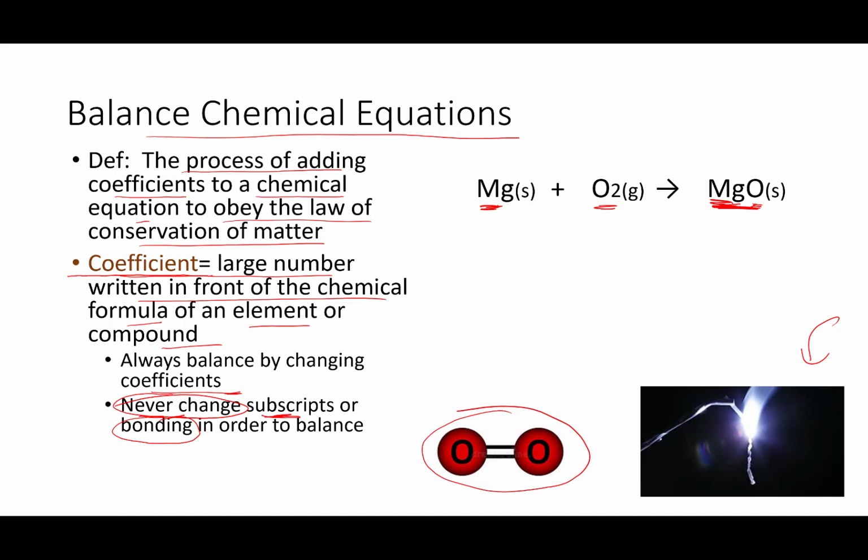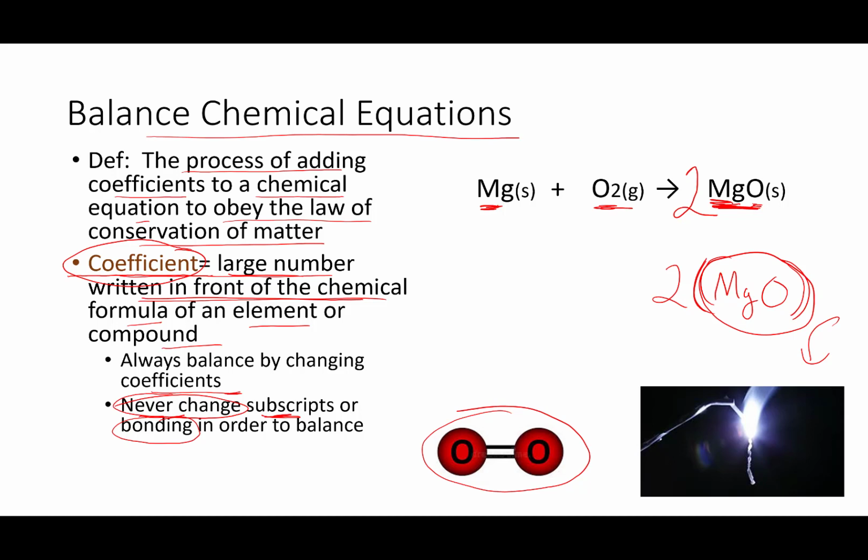In order to put it in balance, I can only change it by adding a large number written in front, which is a coefficient. Mentally, what I'm doing is saying 2 times whatever is behind it, very much like multiplying in mathematics, but we don't put the parentheses in. I just put that large coefficient in front. And that says, hey, I get 2 of these magnesium oxide molecules.